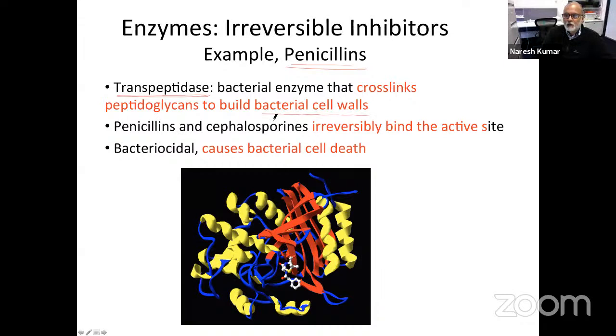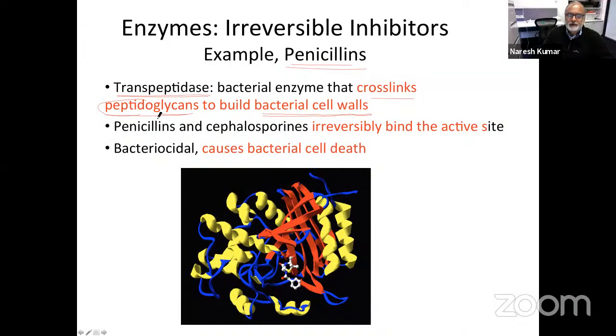So the good thing is that bacterial cells are different from human cells. Bacterial cells have a cell wall, and we don't have a cell wall. That's a good thing. So if you can inhibit the bacterial cell wall, you will kill bacteria, not killing the human cells. So bacteria have a cell wall, and they use this enzyme to make it. And that is made by cross-linking what we call peptidoglycans. Peptidoglycan means there is a peptide, and glycan means sugar. There are sugar and peptide chains. These chains are called peptidoglycan. And I'll show you an example in a minute.